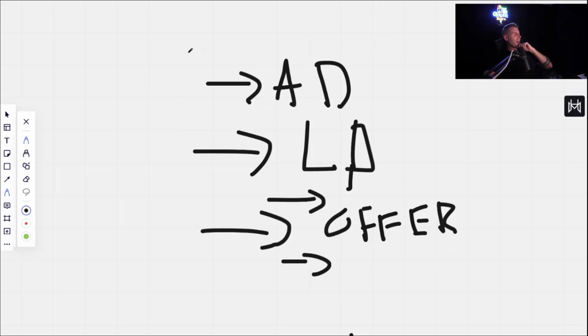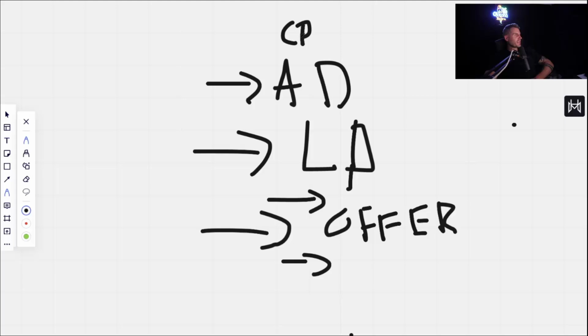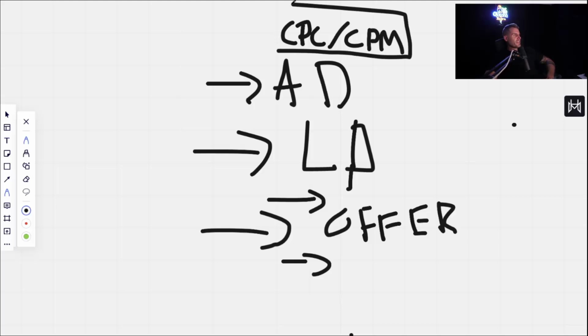So first off, the ad. How do we know if the ad is the problem? Okay, well, if you look at the ad, you've got to ask yourself a series of questions written right here. Here's the number one thing you've got to look at. Did the CPC increase? Or the CPM. I usually don't like to look at these stats, but it can give you a hint. So did the CPC or CPM increase?